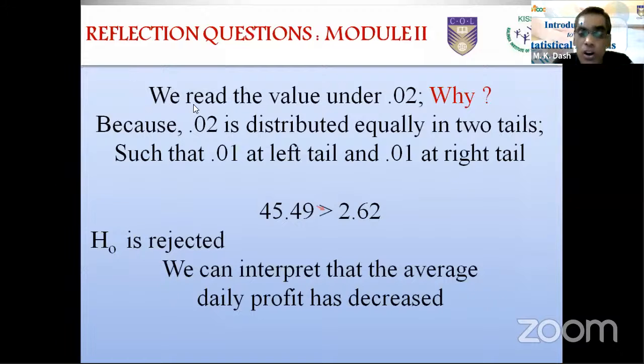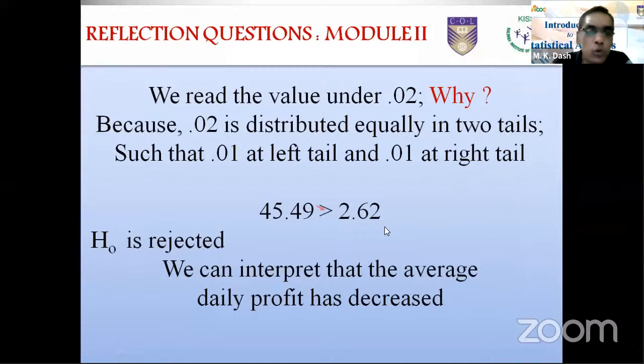We read the value under 0.2, that is 5, because I told you it is a right tail test. Whether it is a left tail test or right tail test, accordingly you have to take a decision. So 45.49 is the calculated value, which is much greater than the table value.